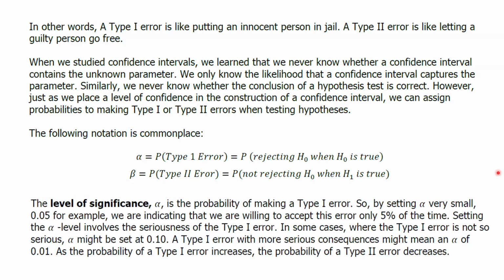Okay. So the level of significance, alpha, is the probability of making a type 1 error. So by setting alpha very small, like 0.05, for example, we are indicating that we're willing to accept this error only 5% of the time. Setting the alpha level involves the seriousness of the type 1 error. In some cases where the type 1 error is not so serious, alpha might be set at 0.10. A type 1 error with more serious consequences might mean an alpha of 0.01. As the probability of type 1 error increases, the probability of type 2 error decreases.